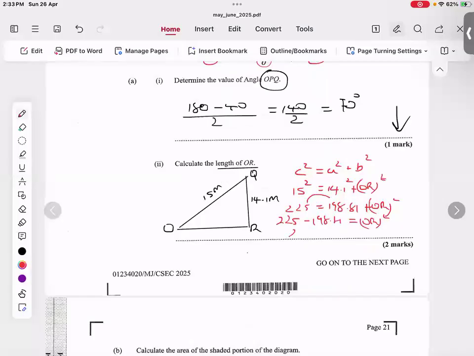26. And then go on, square root. OR equals the square root of 26.1419. OR is equal to 5.1.